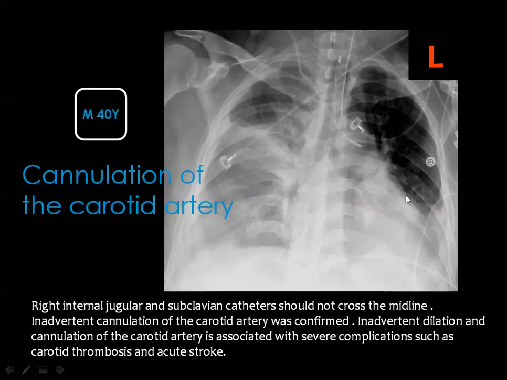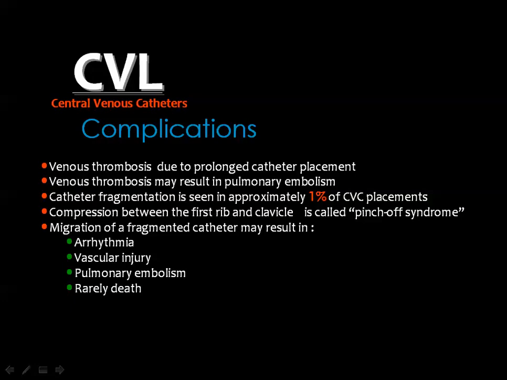Then if you put the central venous line inside the carotid artery instead of the internal jugular vein, and you pass the catheter, instead of going into the superior vena cava, it will cross the midline through the arch of the aorta, as you can see in this appearance. And also a well-known complication is the venous thrombosis due to prolonged catheter placement or multiple catheter insertions, especially in the superior vena cava, and this is one of the well-known complications nowadays. Venous thrombosis may result in pulmonary embolism.